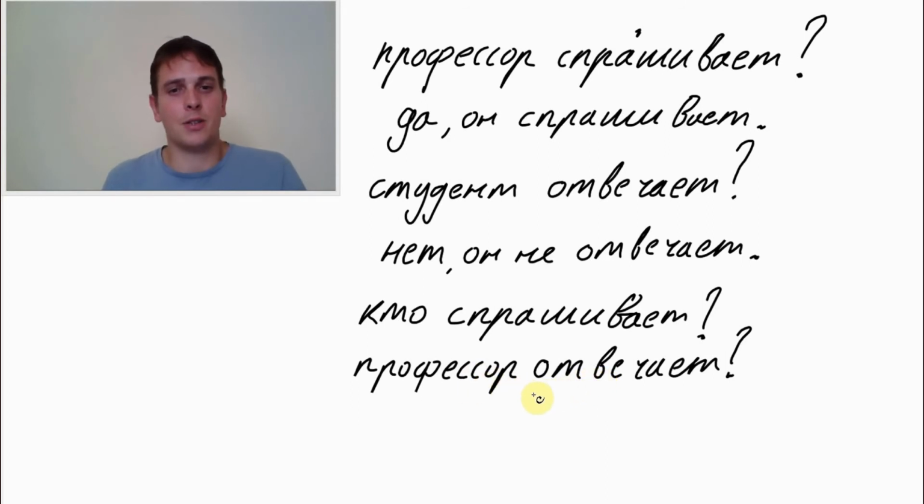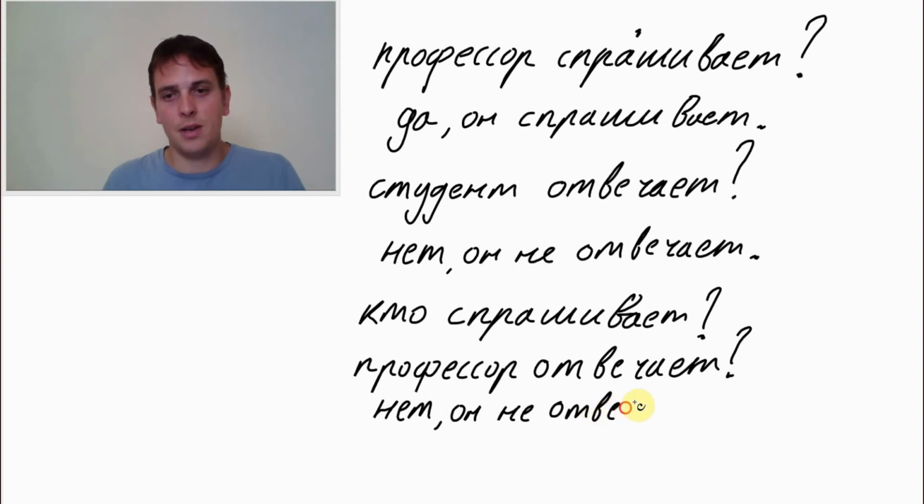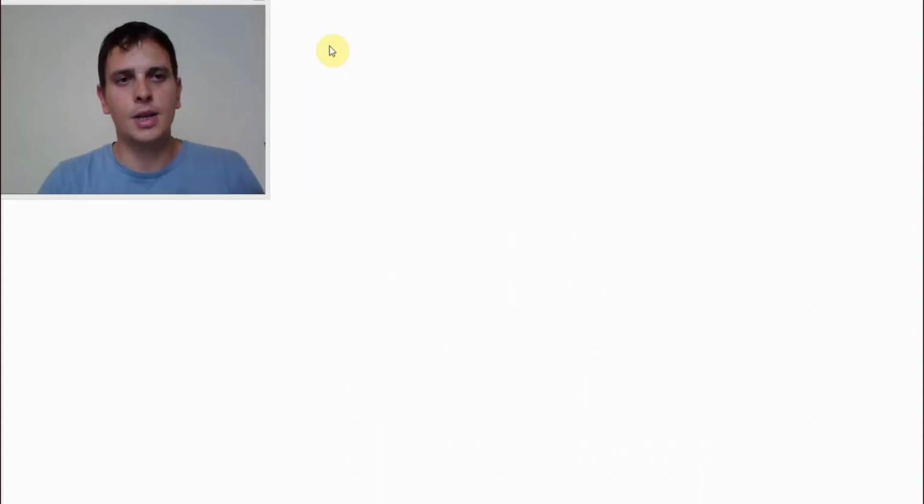Statement: Профессор отвечает. Question: Профессор отвечает? No, professor is not answering. Professor is asking. So the answer would be нет. Профессор не отвечает. Нет. Он не отвечает. Now let's try to build a longer sentence.